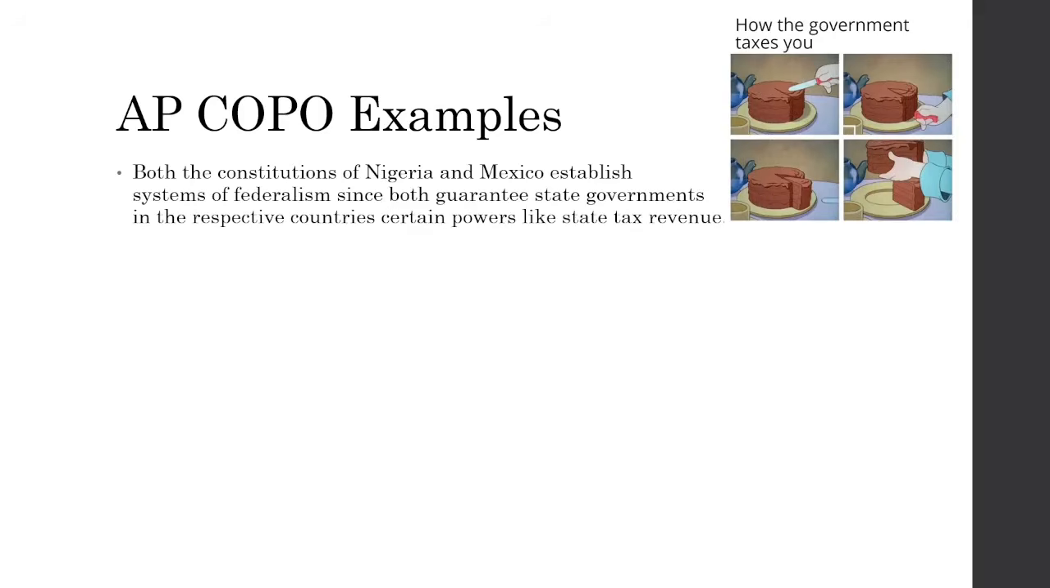So both the constitutions of Nigeria and of Mexico establish systems of federalism, that's what we call it, since both guarantee state governments in their respective countries. And they have certain powers. They don't have the exact same powers of the national government. They have certain powers, like collecting a state tax revenue. They do have federal tax revenues in these countries as well.